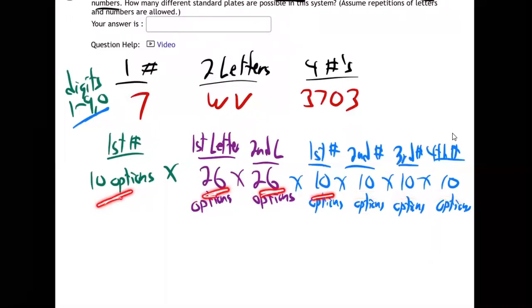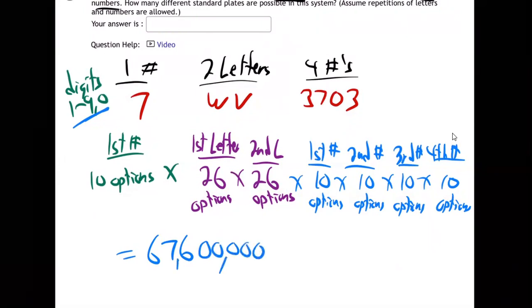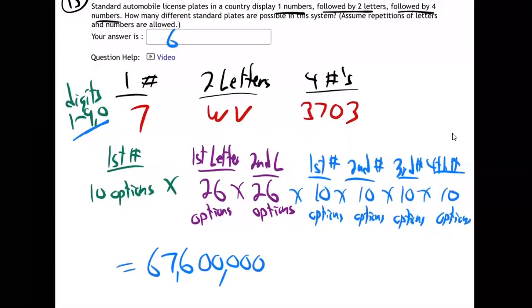10 times 26 times 26 times 10, 10, 10, 10. And let's see what we get. I'm getting a big number. I'm getting 676 followed by five zeros. 67 million. That's the answer that goes here: 67,600,000. So in this country, if they make up that scheme of doing license plates, that would allow them 67,600,000 different license plates that are possible.